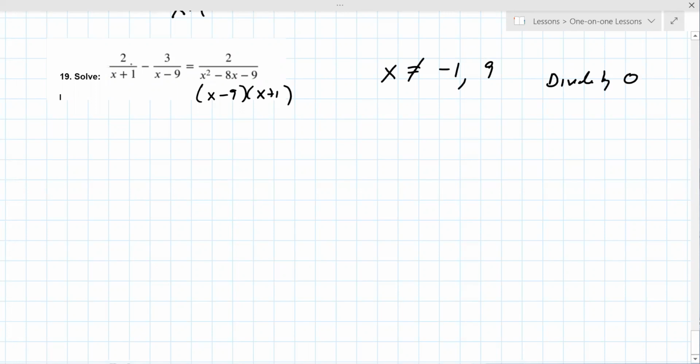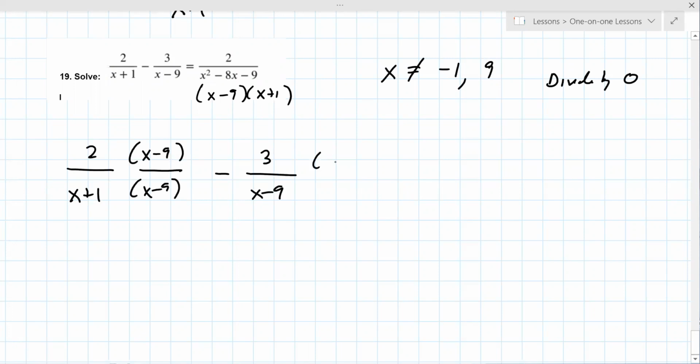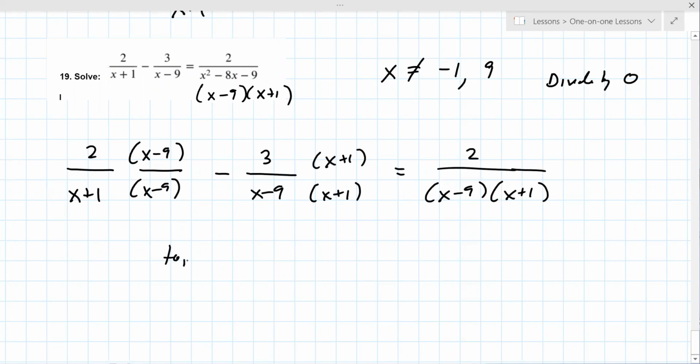So on the left here, you have to recognize that each of these is missing something. Like the x plus 1 doesn't have the x minus 9, so you're going to multiply top and bottom by x minus 9. Minus 3 over x minus 9 is missing an x plus 1. Equals 2 over x minus 9 times x plus 1. So the nice thing here is that you only have to look at the top, not the bottom, because the bottom is the same everywhere. You've already handled what it can't be. So you just look at the top.